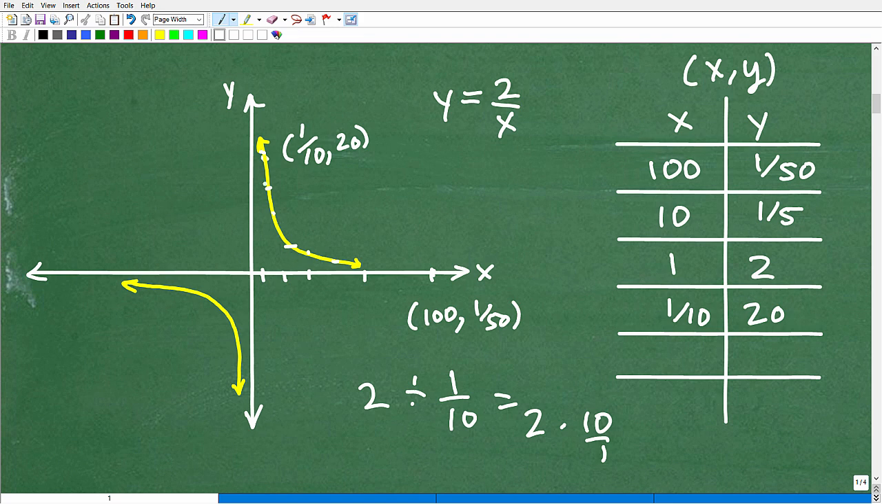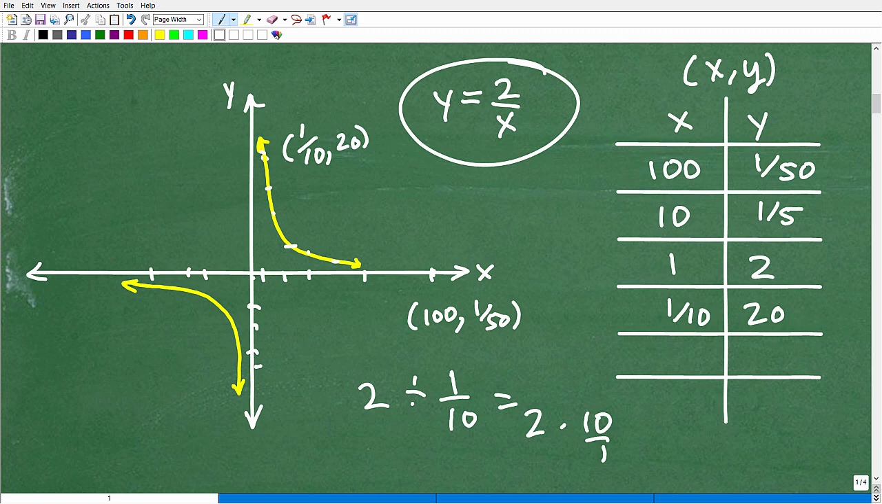And now this particular rational equation has symmetry, okay? And when we plug in negative values for x, you'll get negative values for y, and you can see we have nice symmetry going on here. But this is how you approach graphing a rational equation, okay?